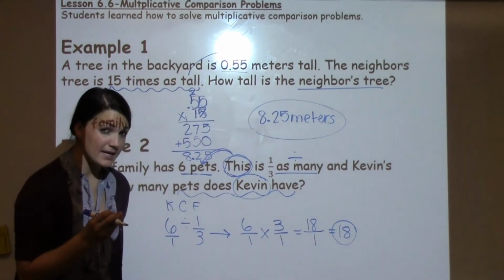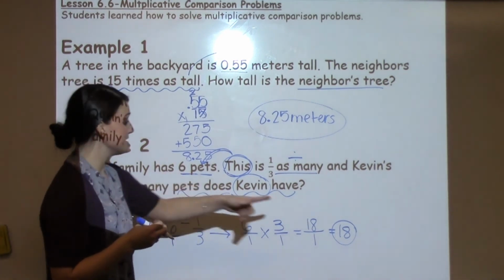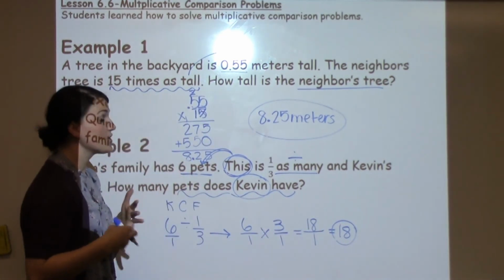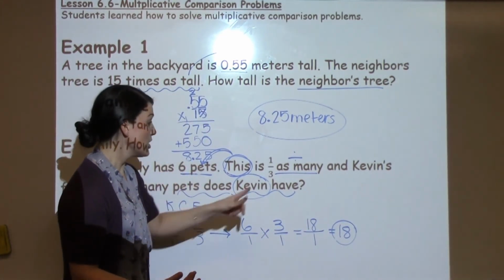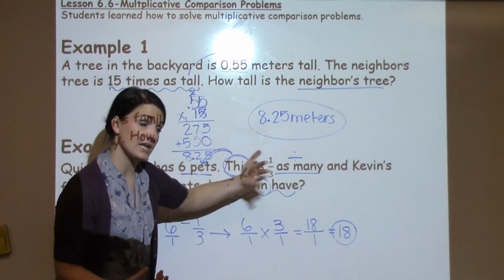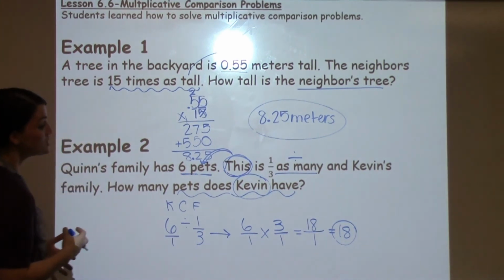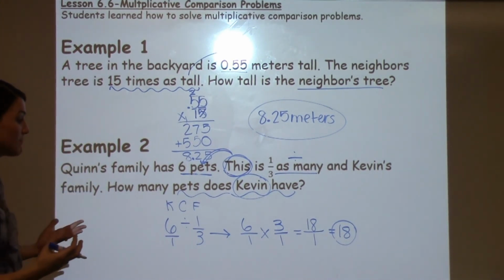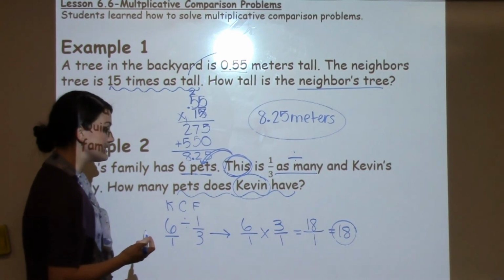Now, I was looking for my number to be bigger than 6. This is bigger than 6. It's 3 times as big as 6, which makes sense when I'm thinking about the opposite. 1/3 as many is the opposite. So I'm looking for that bigger number, which makes a lot of sense here with 18 pets.